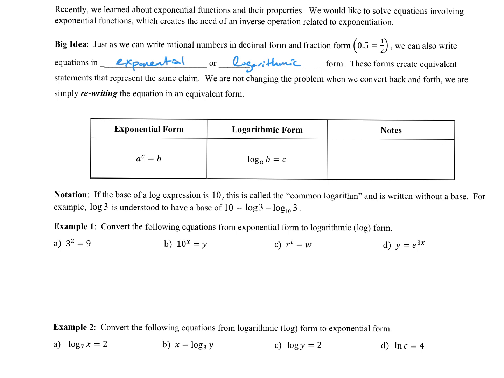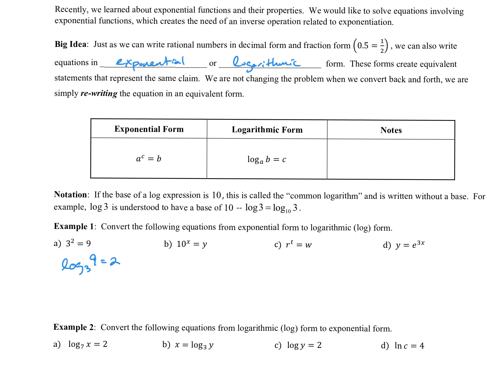All right, so example 1, we're going to convert from exponential to log. So what's my A in this case? 3 squared equals 9. What's my A? 3. What's my B? 9. What's my C? 2. So then I write it as log base 3 of 9 is equal to 2. It's easy as ABC.